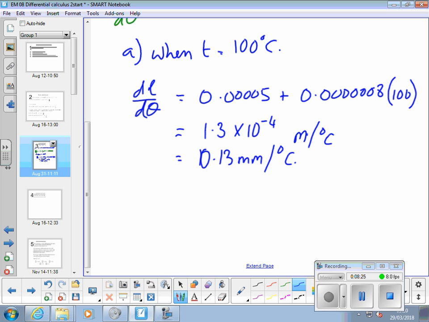You've got to move the decimal point 1, 2, 3, 4 places, and then multiplying by 1,000, 0.13.